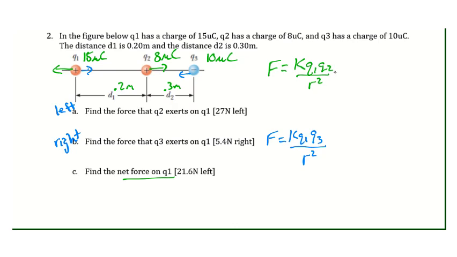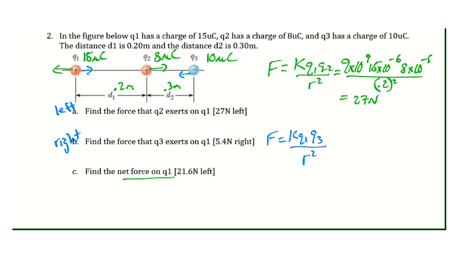So Q2, 9 times 10 to the 9. Q1 is 15 times 10 to the negative 6. Remember, micros times 10 to the negative 6. And Q2 is 8. So the distance between Q1 and Q2, I can get right off the picture, that's 0.2. I need to square it. Go ahead and type that into your calculator, and that's going to be 27 newtons.